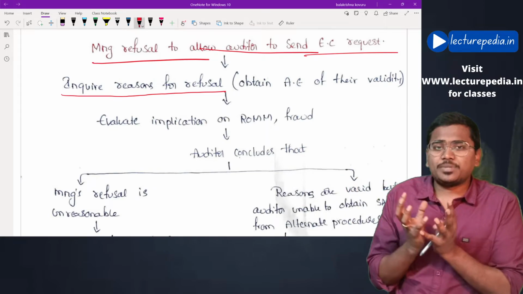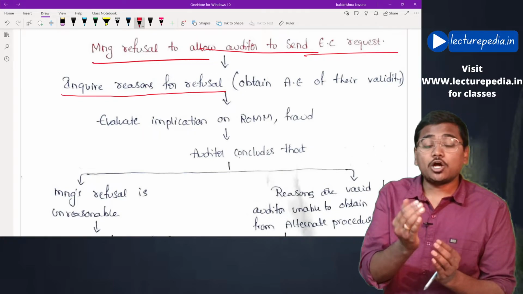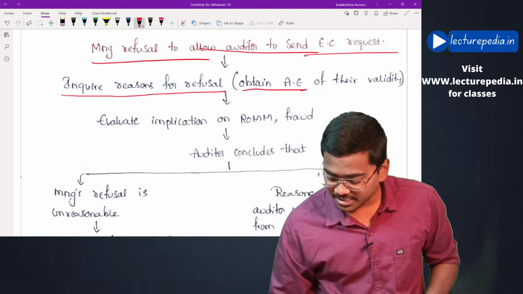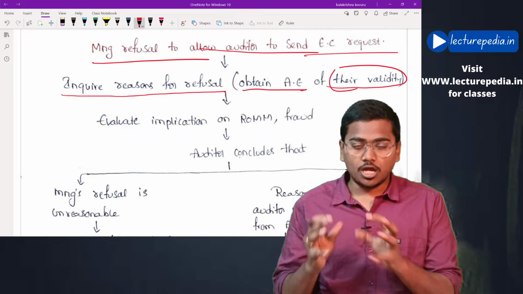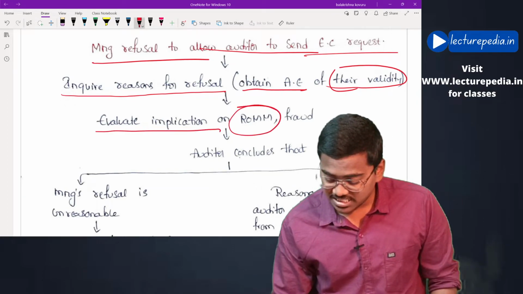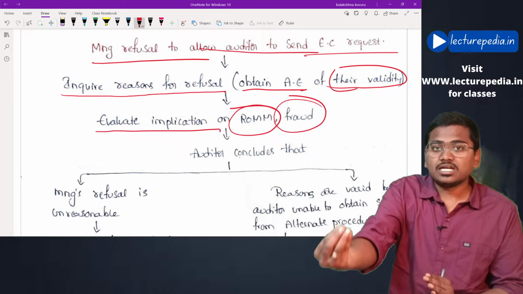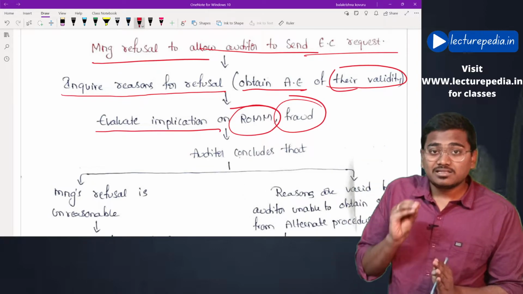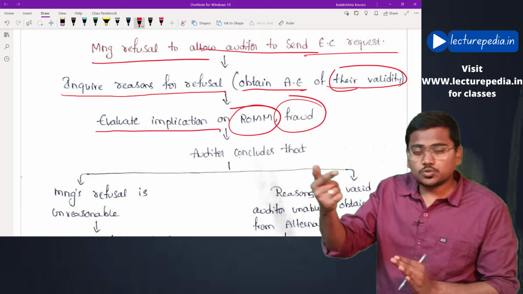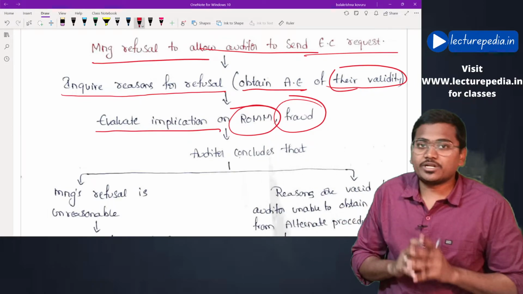Now the auditor has obtained the reasons from the management. Now the auditor will evaluate these reasons. The auditor will obtain audit evidence regarding the validity of these reasons given by management. After obtaining that, he will evaluate the management's refusal on risk of material misstatement and fraud. The management is refusing to let me send the external confirmation request. Whether there is any probability of fraud in this area, that is the reason why management is refusing. This has to be evaluated by the auditor.